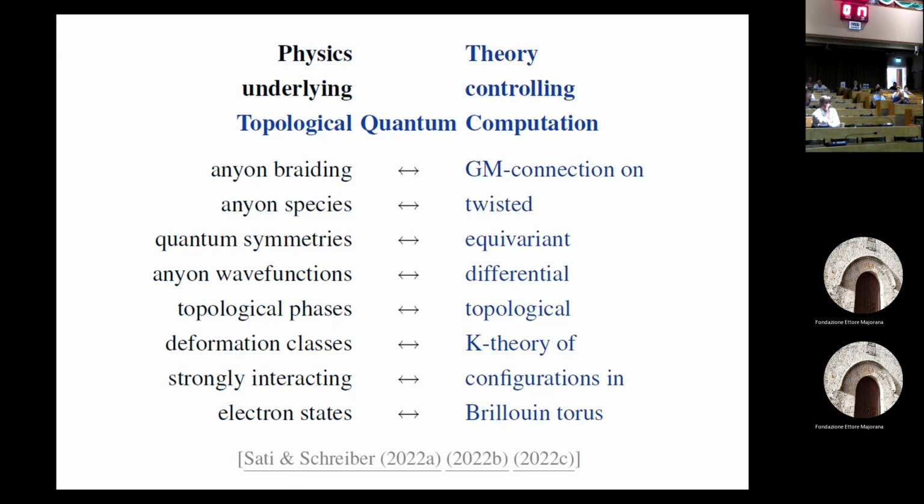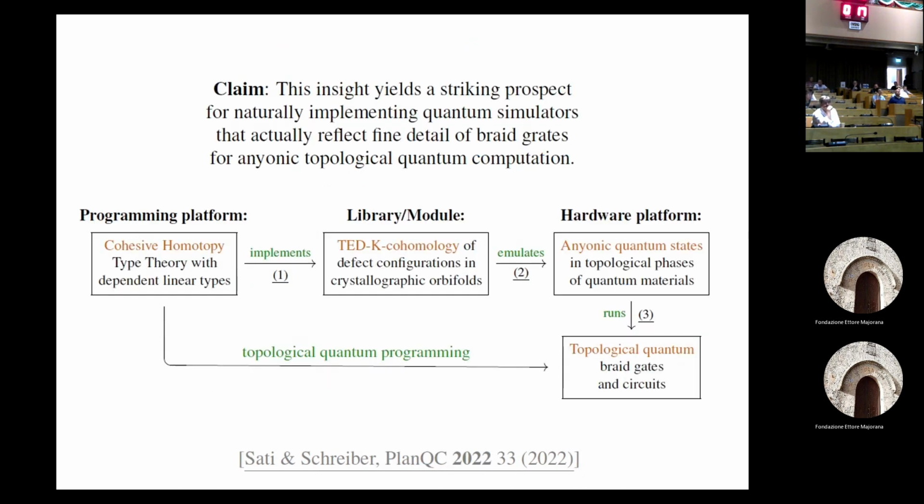And so this proposal, this result we have, would actually say that this is modeled by Gauss-Manin connections on twisted equivariant differential topological K-theory of configurations of points in the Brillouin torus. And so the claim would be that this actually leads to a very concise theoretical mathematical formulation of what's actually going on with anyon braiding.